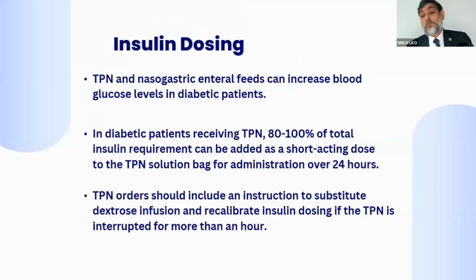Then insulin dosing in special conditions like TPN and nasogastric enteral feeds that can increase blood glucose levels in diabetic patients. In a diabetic patient receiving TPN, 80 to 100% of total insulin requirement can be added as short-acting insulin dose to the TPN solution bag for administration over 24 hours. TPN order should include instructions to substitute dextrose infusion and recalibrate insulin dosing if the TPN is interrupted for more than an hour.